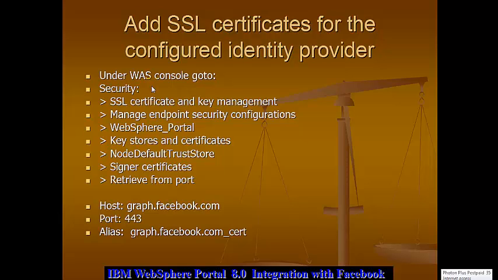Now I have to add an SSL certificate from Facebook to my application server. How will I do it? Let me illustrate. This is the most important information: graph.facebook.com, port number is 443, and this is the alias. This could be written as anything. But how to do it? I'll just explain it to you.